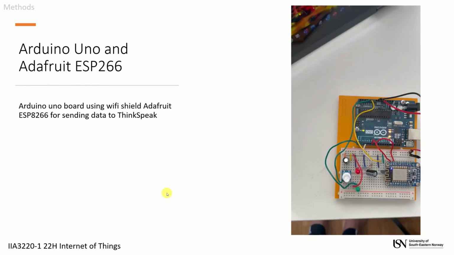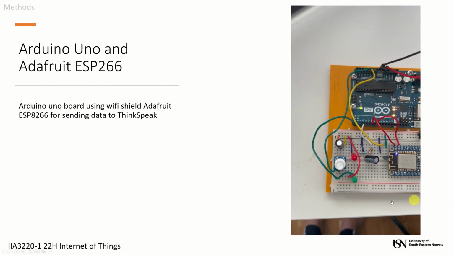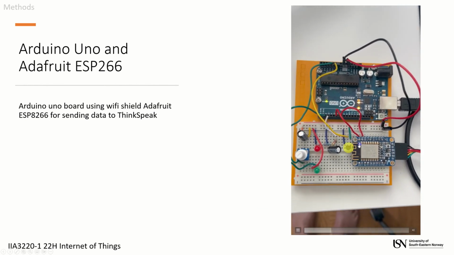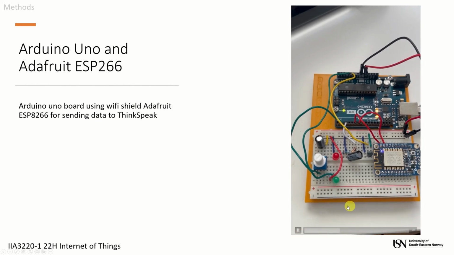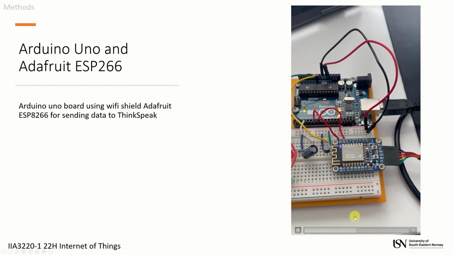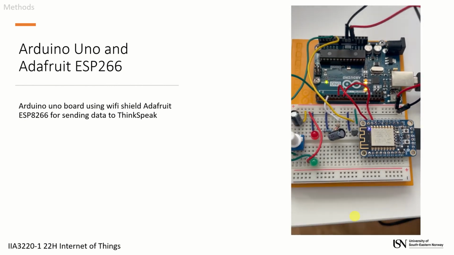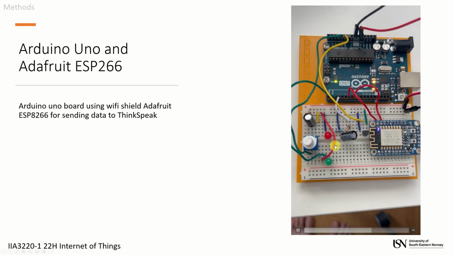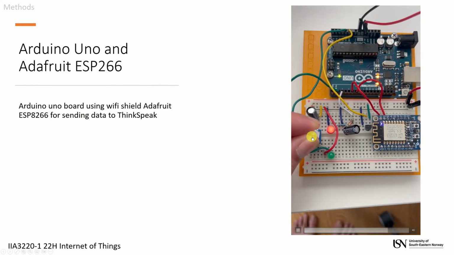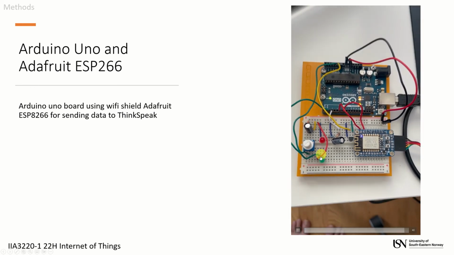So let's have a look at a video of the circuitry. Here the blue LED is representing that it's sending the data. And here is a potentiometer. It's programmed so that as soon as the set point is away from the current temperature, the LED blinks.